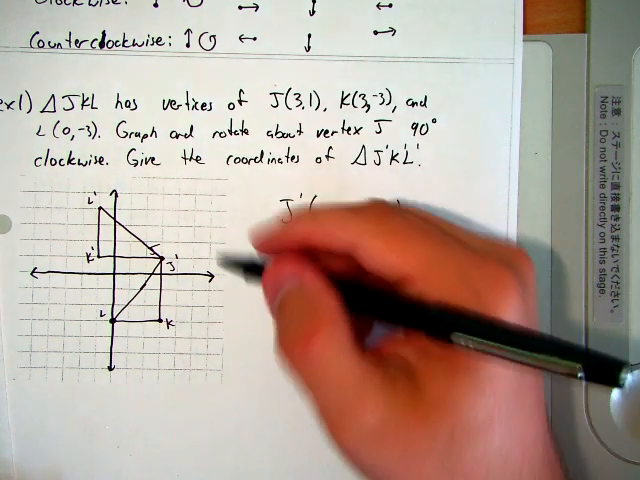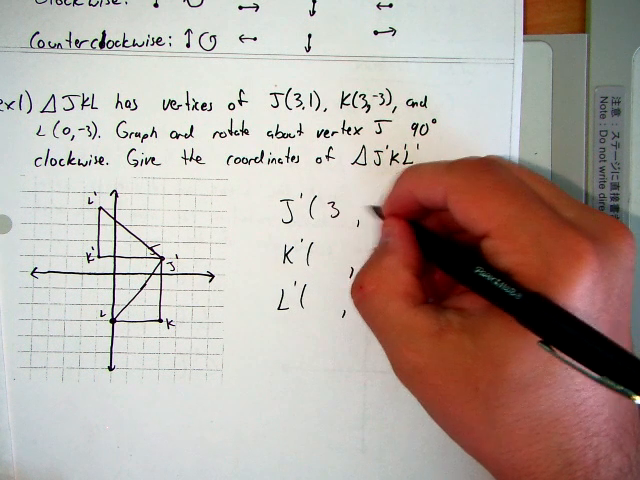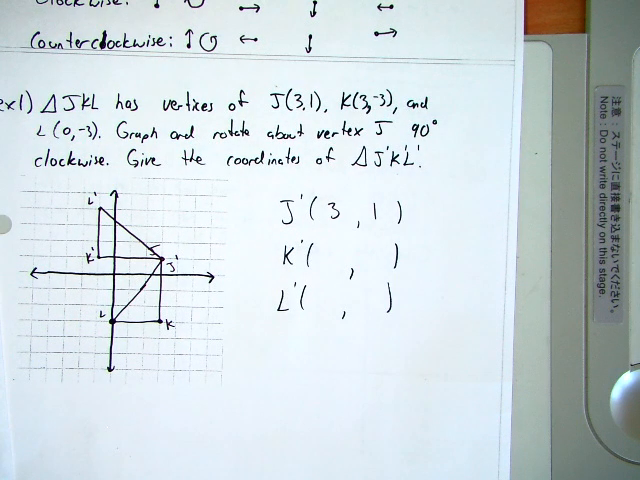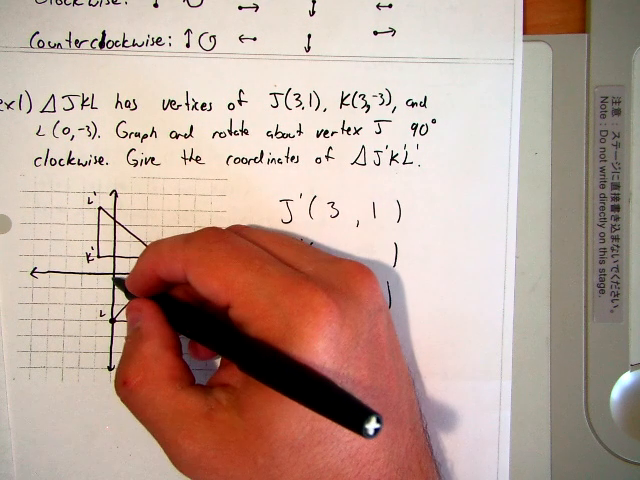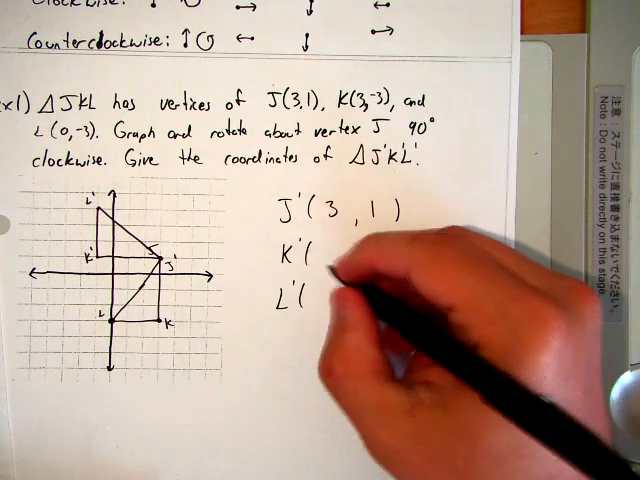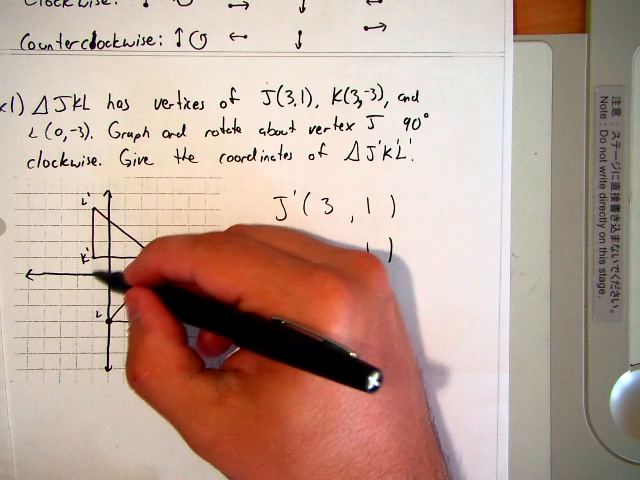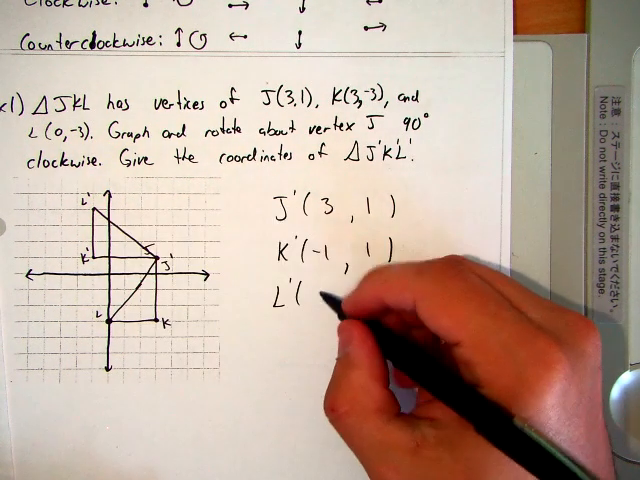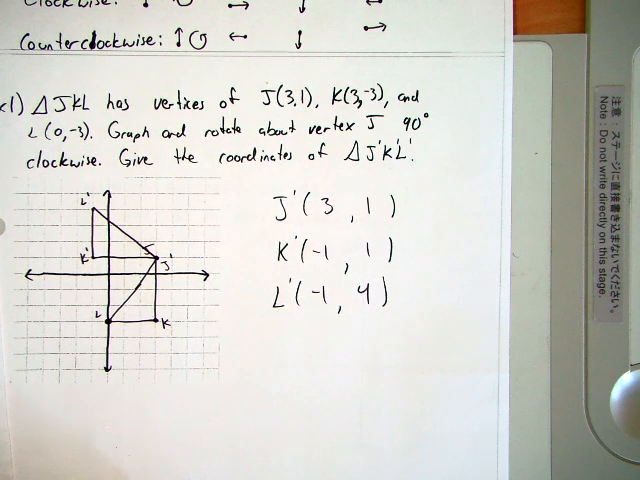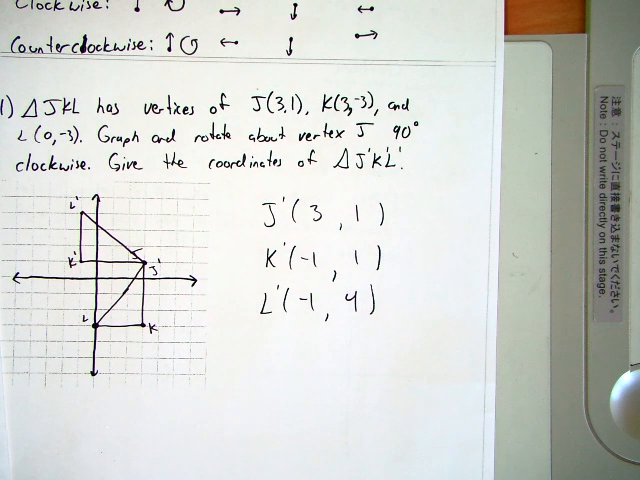So now J prime did not change because that was our rotation point. And it's a good thing to check on that, because if it did change, that means we probably did something wrong. K prime now is at negative 1, 1, and L prime is at negative 1, 4. So using the tracing paper helps immensely when trying to figure out how to do the rotations.